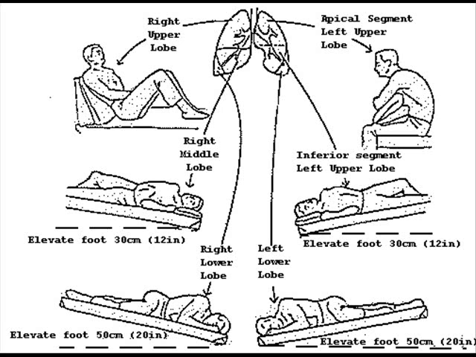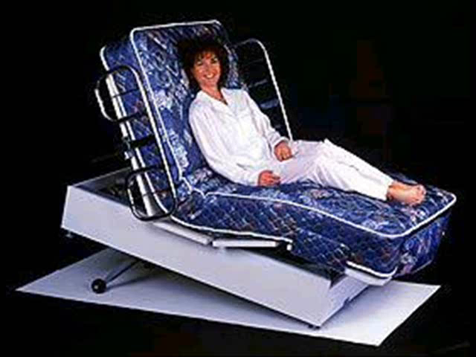After determining the lobe of the lung to be treated, position the patient in the appropriate position. If postural drainage is used exclusively, each position should be maintained for 5 to 10 minutes if tolerated, or longer when focusing on a specific lobe. If postural drainage is used in conjunction with another technique, the time in each position may be decreased.